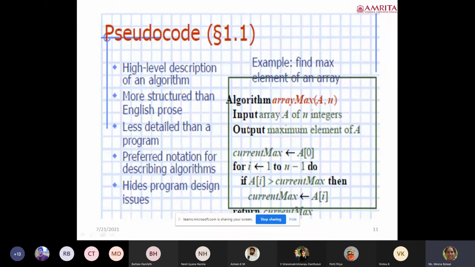So what is the input? We are saying array A of n integers. Whenever you write an algorithm, you have to mention what the inputs are. Array A of n integers, and what is the output? Output is the maximum element of array A. So one simple algorithm is written here. There can be other ways also. So what is the simple algorithm? That algorithm goes from here to here.